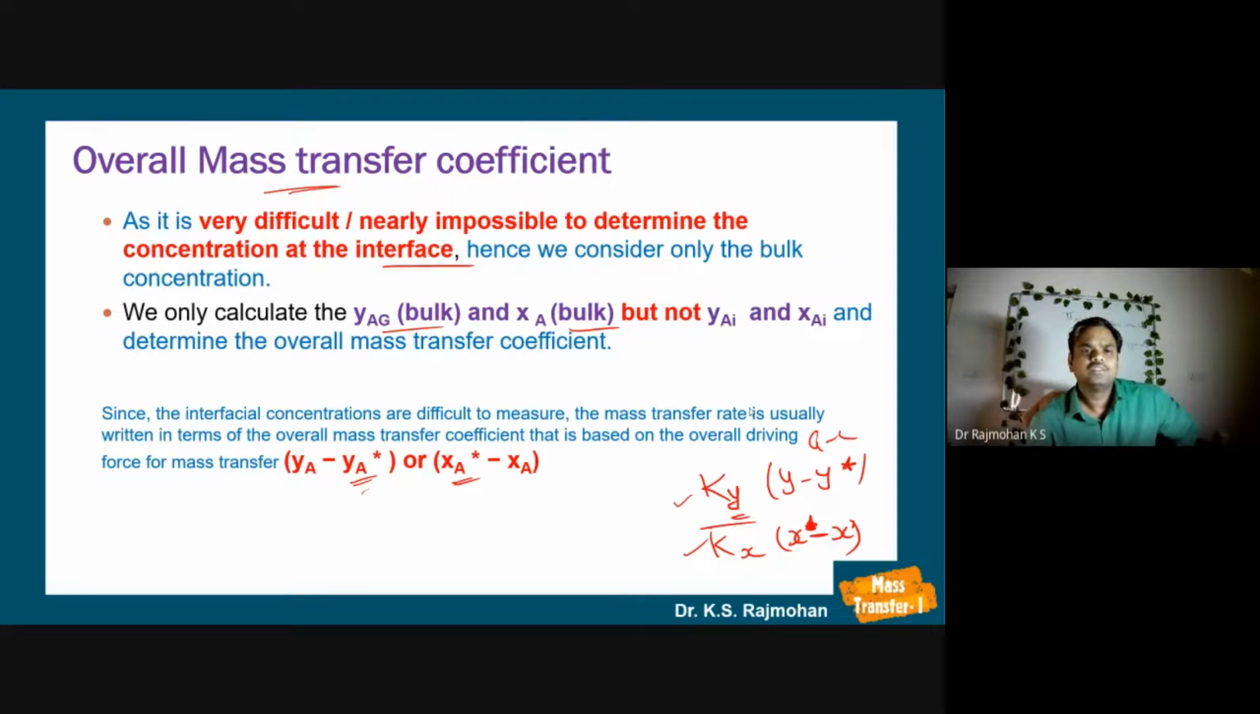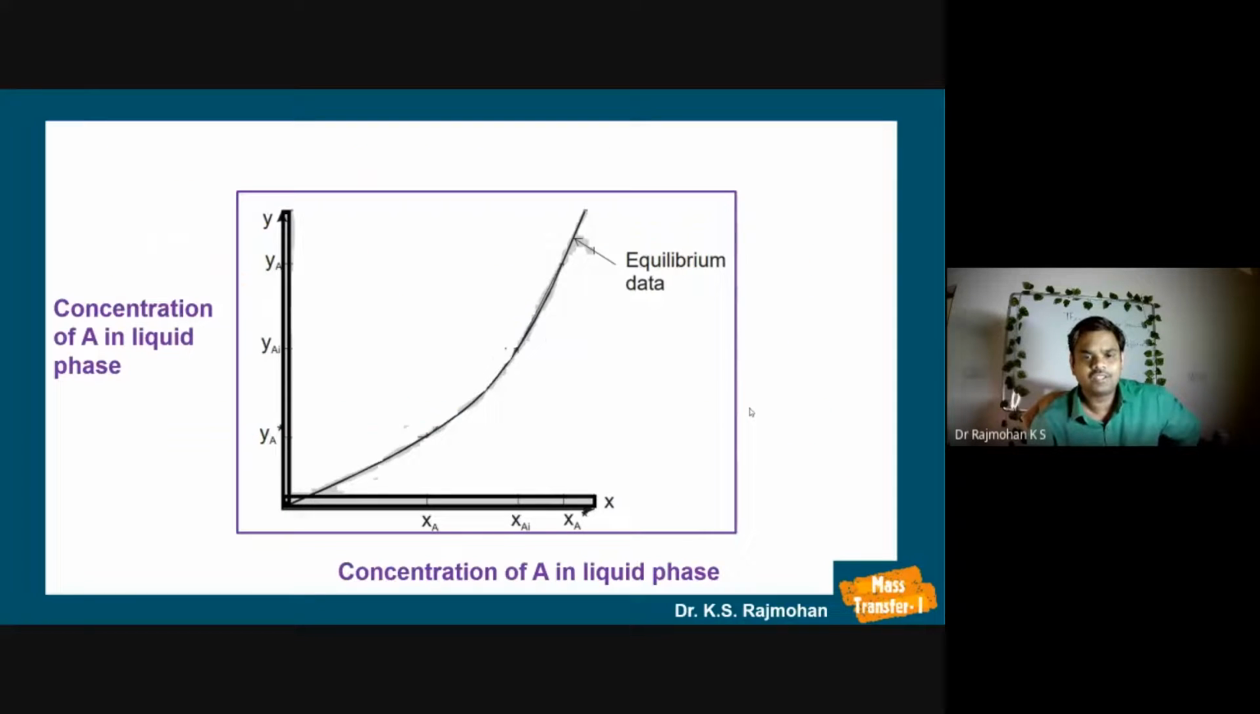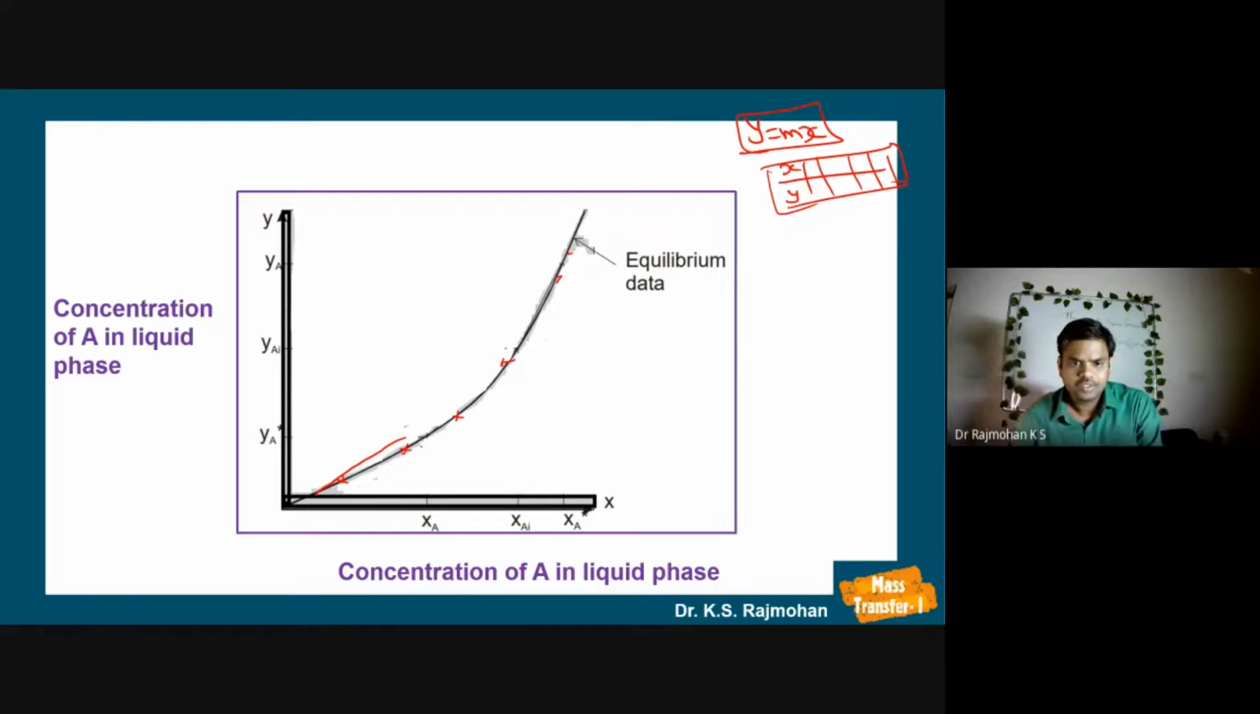How to get the X star value and Y star value, I will explain with this animation. Always you have a Y equal to mx relationship, or equilibrium data is available, or even directly X versus Y equilibrium data will be available. If you get the X versus Y data, we can always plot it, so we always have this X versus Y plot drawn.